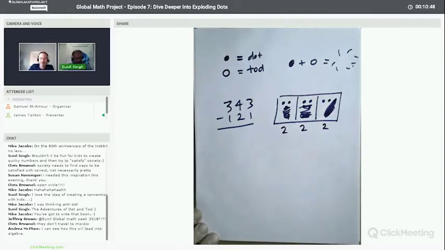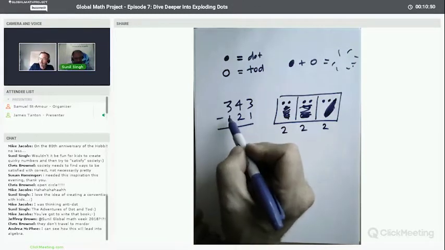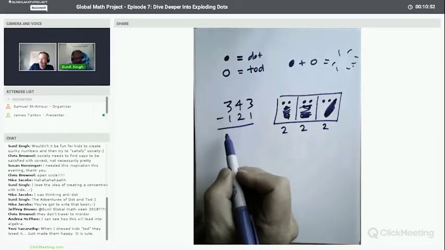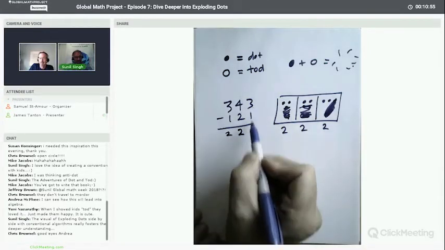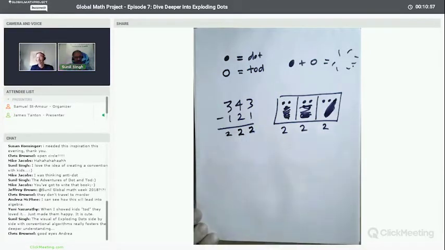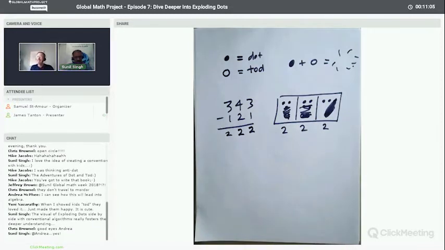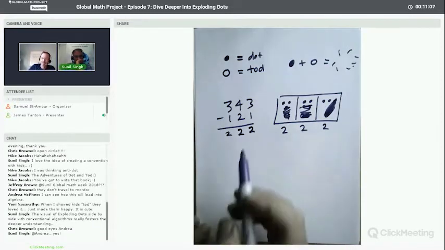But it's just as though I went left to right again, because I love going left to right. 3 take away 1 is 2. 4 take away 2 is 2. 3 take away 1 is also 2. Bingo. Left to right is the way to go. If we're going to teach kids to read left to right, let's have it be left to right in math class too.